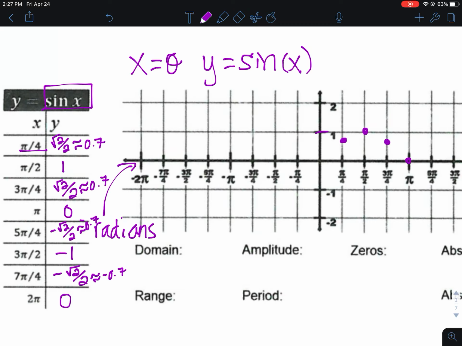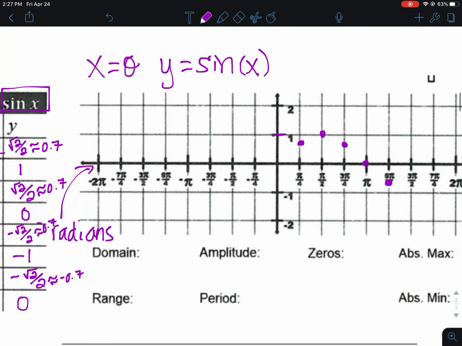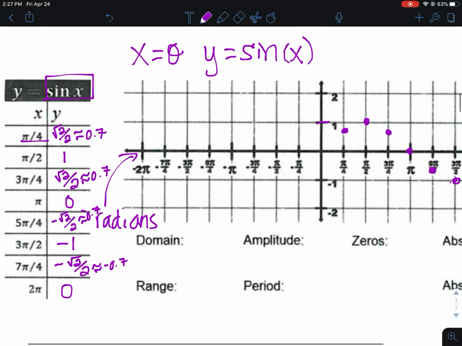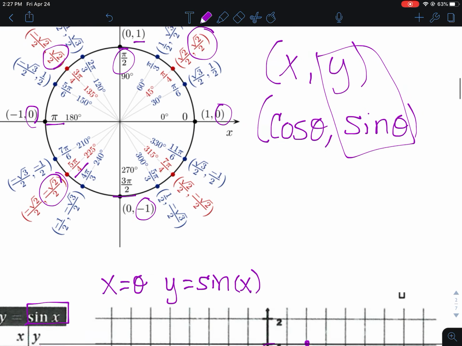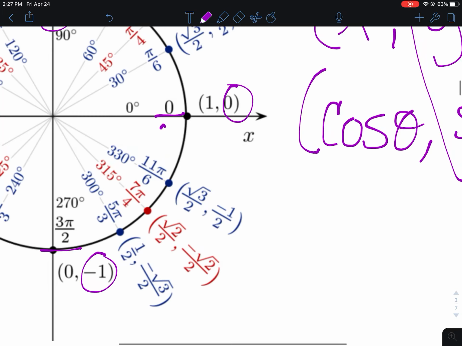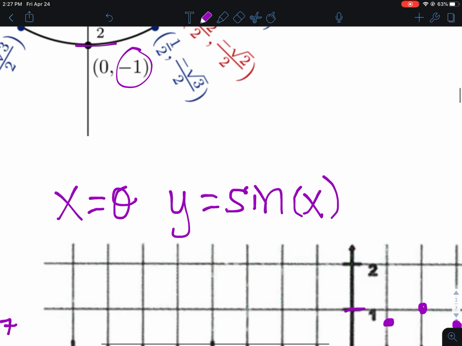At pi, we have 0. At 5 pi over 4, we have negative square root of 2 over 2, or negative 0.7. At 3 pi over 2, we have negative 1. And at 7 pi over 4, we have negative 0.7. At 2 pi, we have 0. And if you went back and looked at 0, remember 0 is the same as 2 pi. We still get a y value of 0.